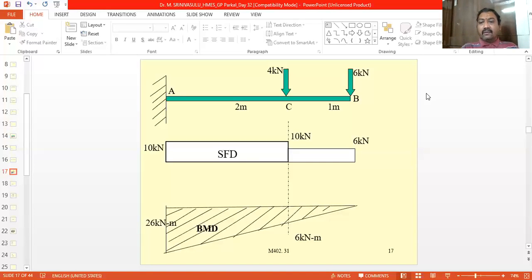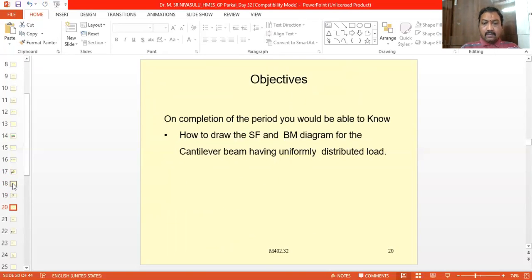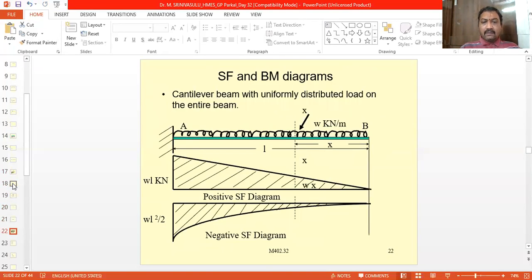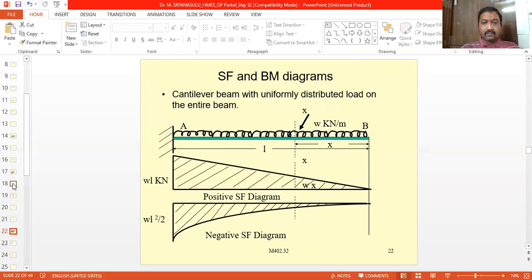So now we will take another problem. This is the cantilever beam with UDL. For this, first of all, we have to derive the equation, then we will go to the problem.